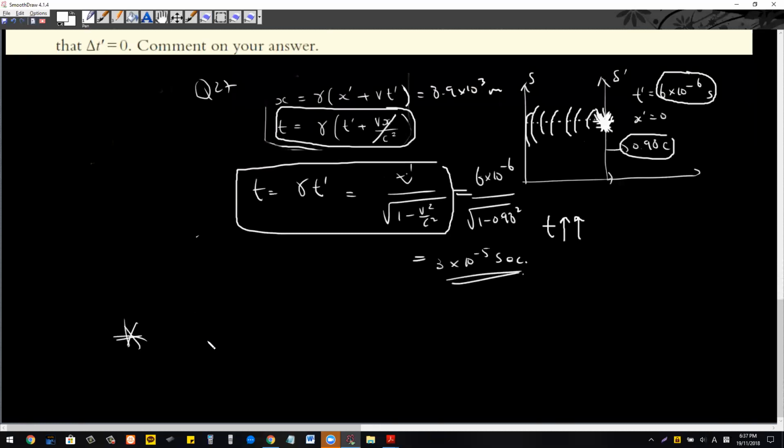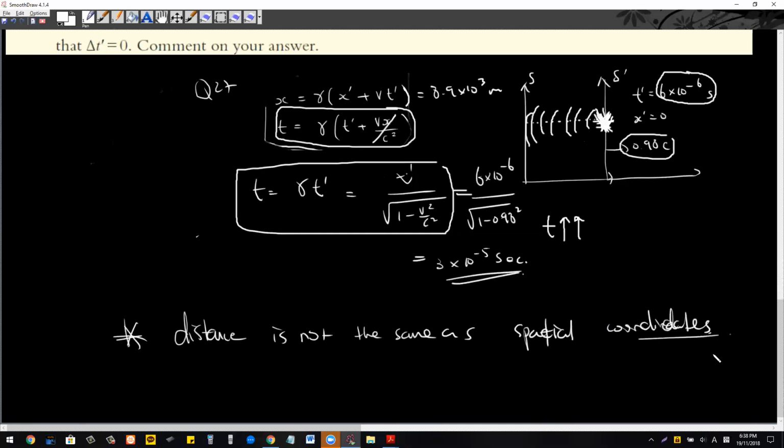You need to know that distance is not the same as spatial coordinates. So we'll come back to that later. Okay. And also, this time here, this is when something happened. It's not about how long the signal took. So sometimes it's very confusing.